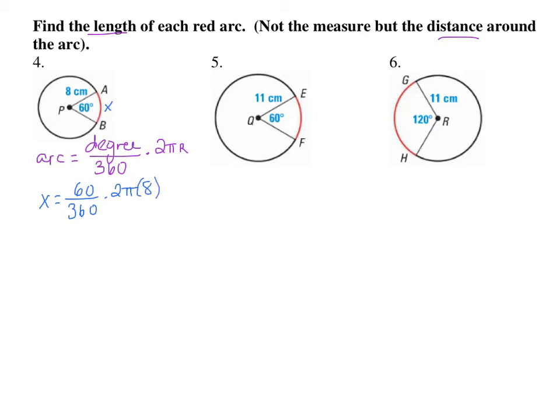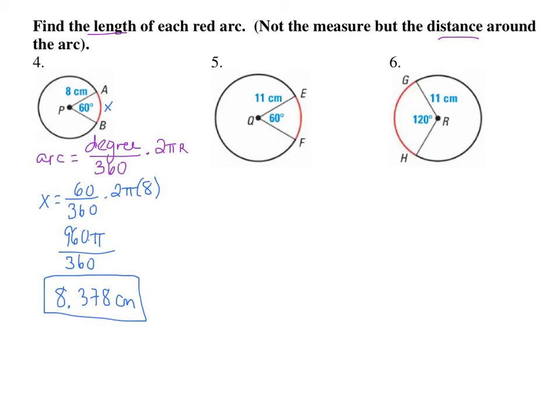So one thing I usually do is I multiply all three of these numbers together. So 2 times 8 is 16. 16 times 60 is, let's see, 960. So I have 960 pi over 360. And then I can go ahead and divide that. So first you want to multiply the 960 times pi, then divide it by 360. So I get 8.378. And that is centimeters for the length of that arc.